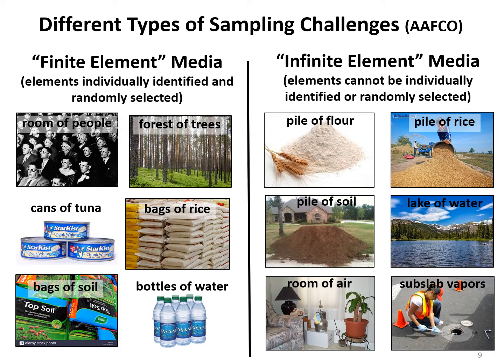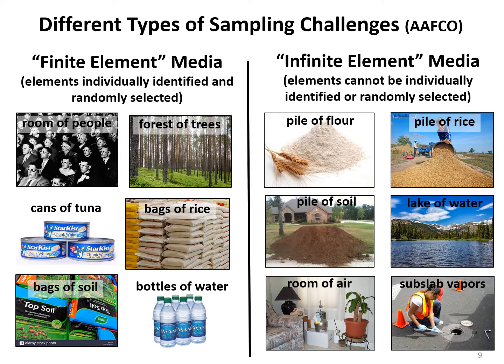So there are different types of sampling challenges. It's again taken from these AFCO guidance documents. And here they split the media, or things that we sample, into 2 different types. One is finite element media. This is what we learned about in high school or college statistics. So in this case, elements are individually identified and randomly selected.